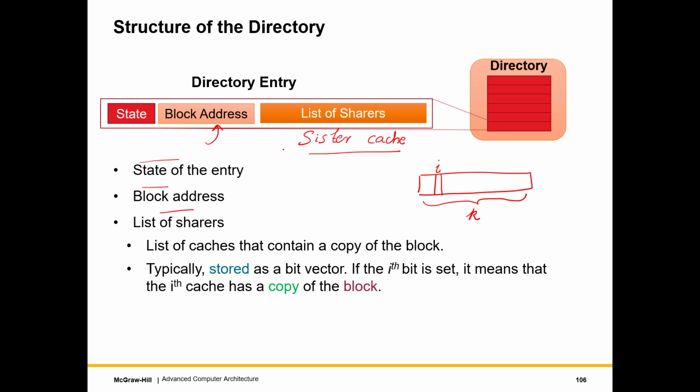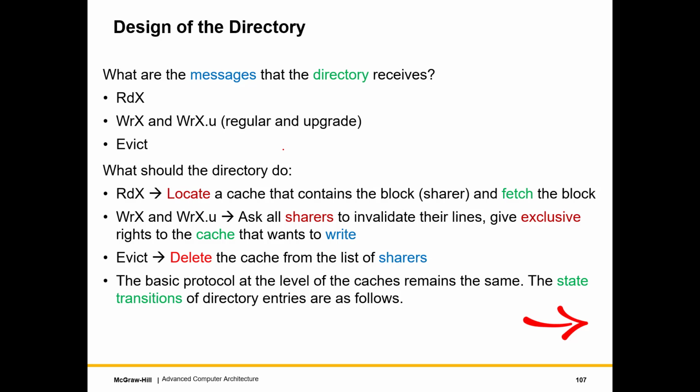So the philosophy here is different. We don't have a shared bus. We have an on-chip network. So what are the messages that the directory receives? The same messages: read miss, write miss, upgrade, and evict. What should the directory do? From the point of view of an individual cache, the state transition diagrams remain the same, right? They actually do not change. Instead of dumping a message on the bus, they simply send it to the directory. So that doesn't change. But the directory, of course, is a new beast that we need to look at.